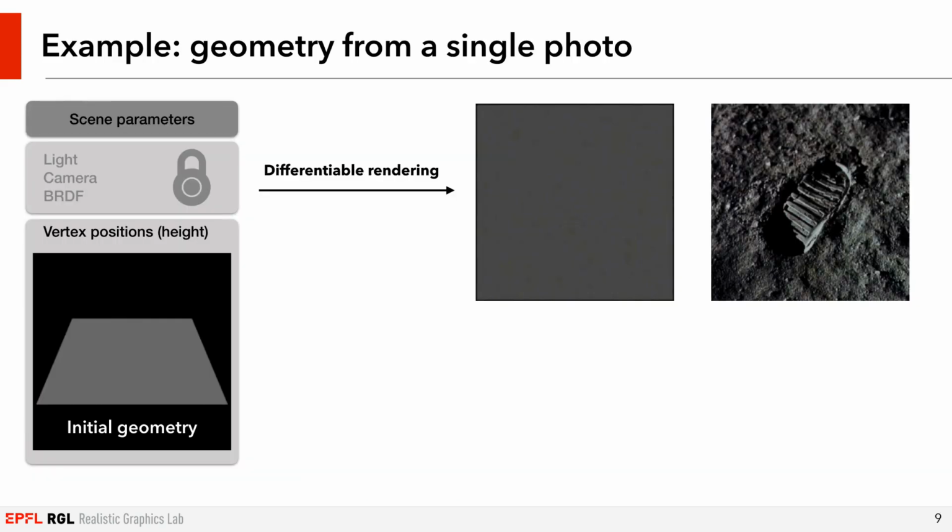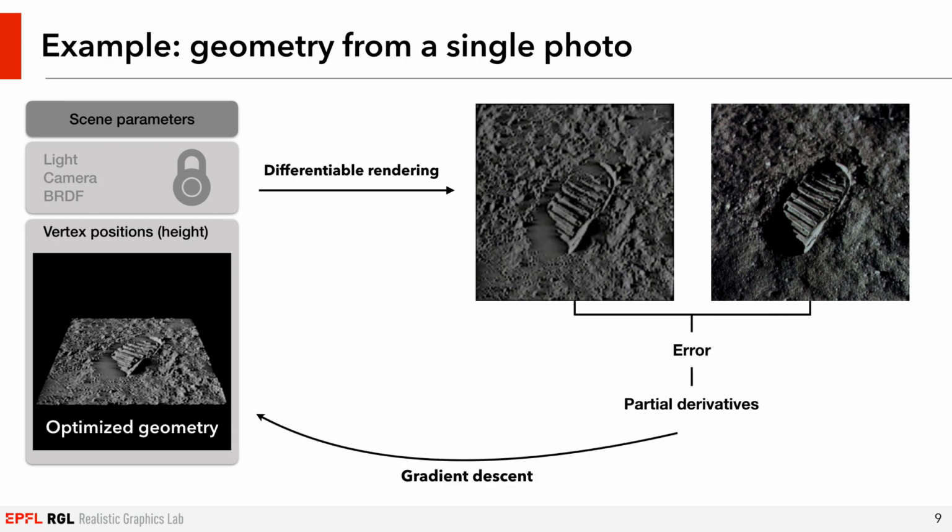Let's have a look at a concrete inverse rendering problem that can be solved with a differentiable renderer and gradient descent. Here we started from a photo of a footstep on the surface of the moon, and we want to reconstruct the geometry of the surface from this photo. We decided to start from a flat diffuse surface, and we optimized for the height of the vertices. Now you can see the surface being optimized. With a few steps, the algorithm finds a surface such that the rendered image looks more like the target image.